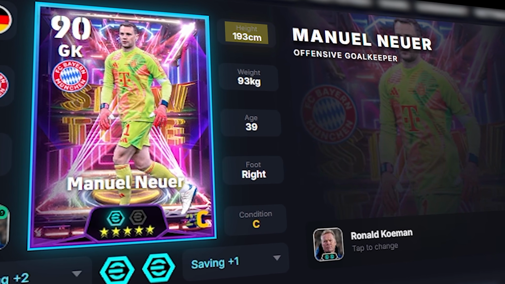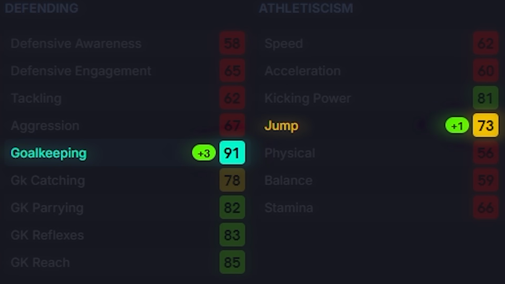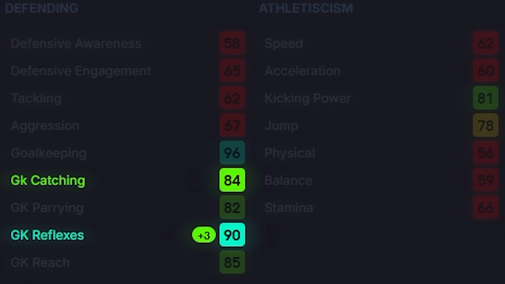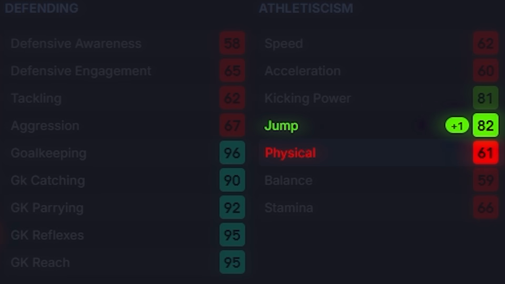Now the next body type is medium. This body type GK doesn't have any real weaknesses actually. That's why their training will stay balanced. Keep their awareness stat 1 higher than reflex and reach, then keep the other stats, reflex and reach, equal to each other, and if any points are left, put them into jump.